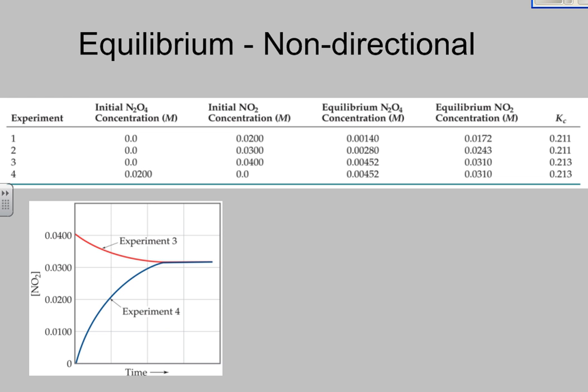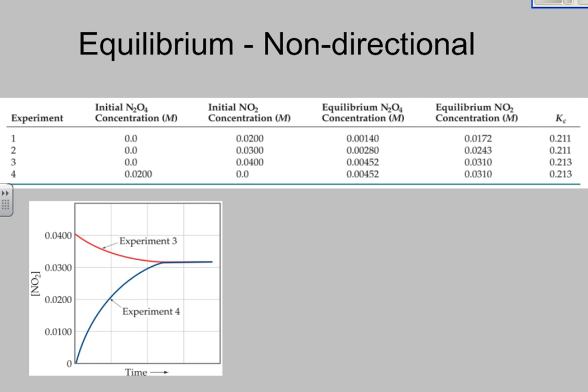One of the things that's worth pointing out is that equilibrium is non-directional. So if you take a look at the last two experiments in this study, in experiment 3, you're starting out with none of the nitrogen dioxide. You're starting off with all nitrogen dioxide.